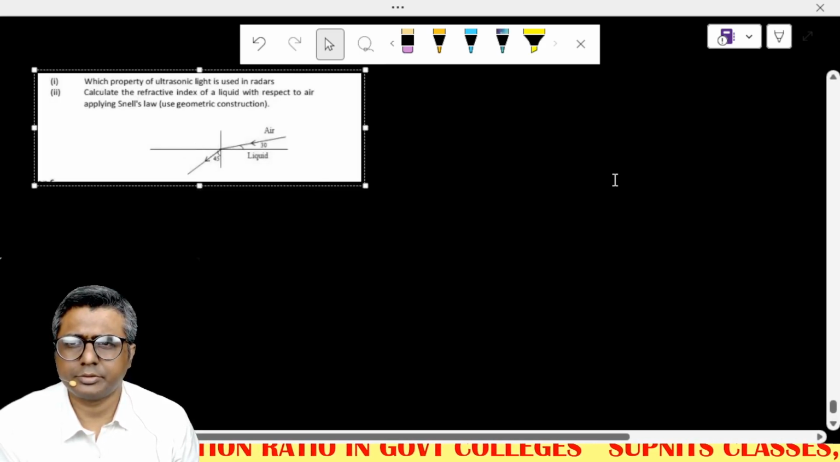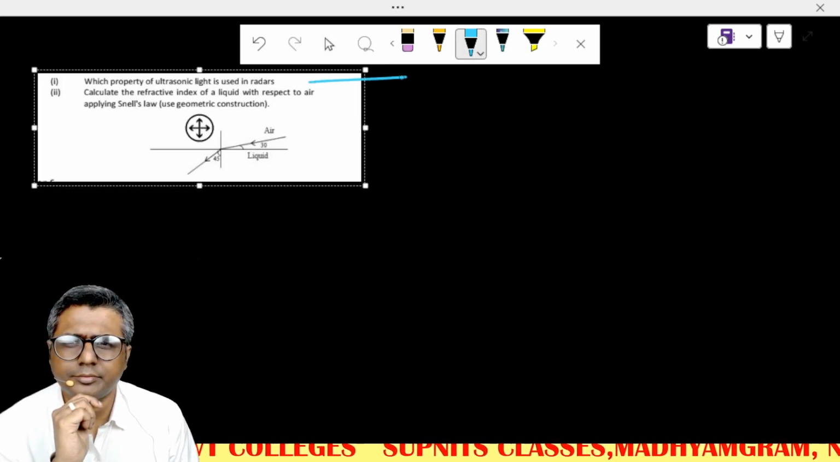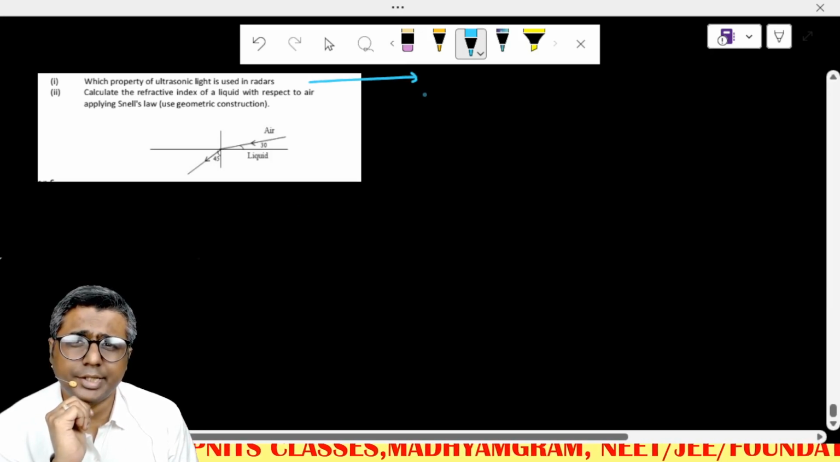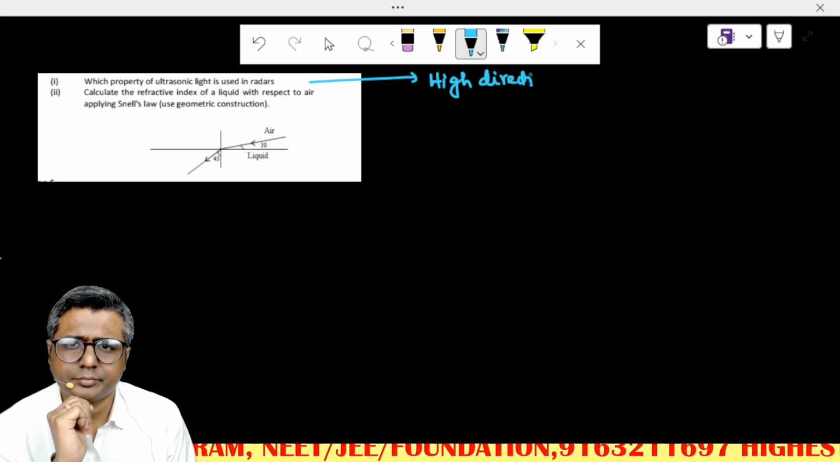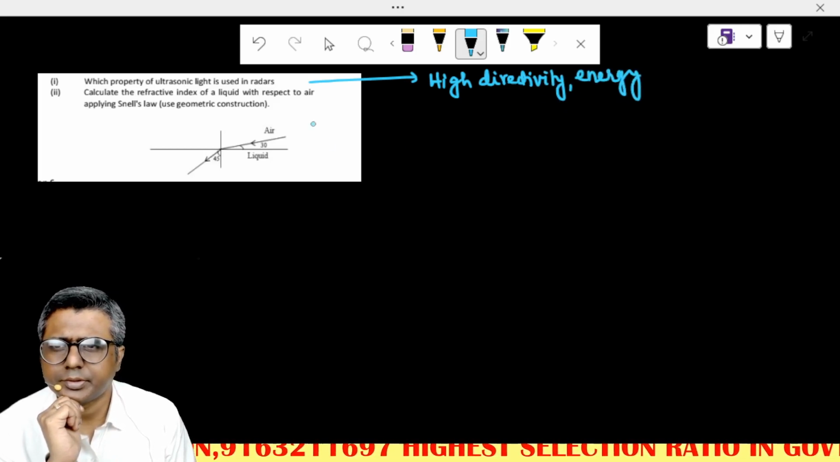So this is our next question. Which property of ultrasonic waves is used in radar? So basically we are using the property of high directivity and high energy.